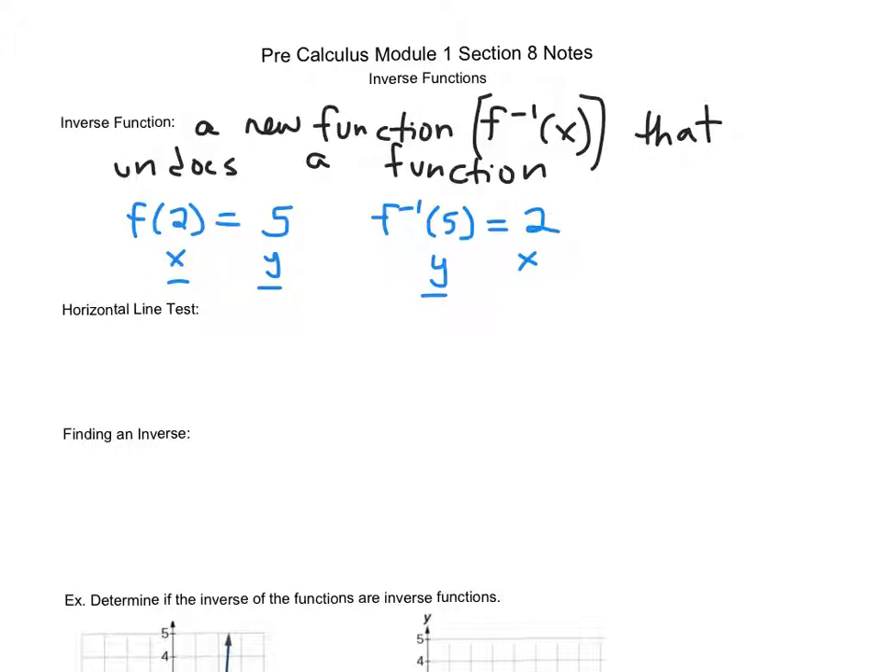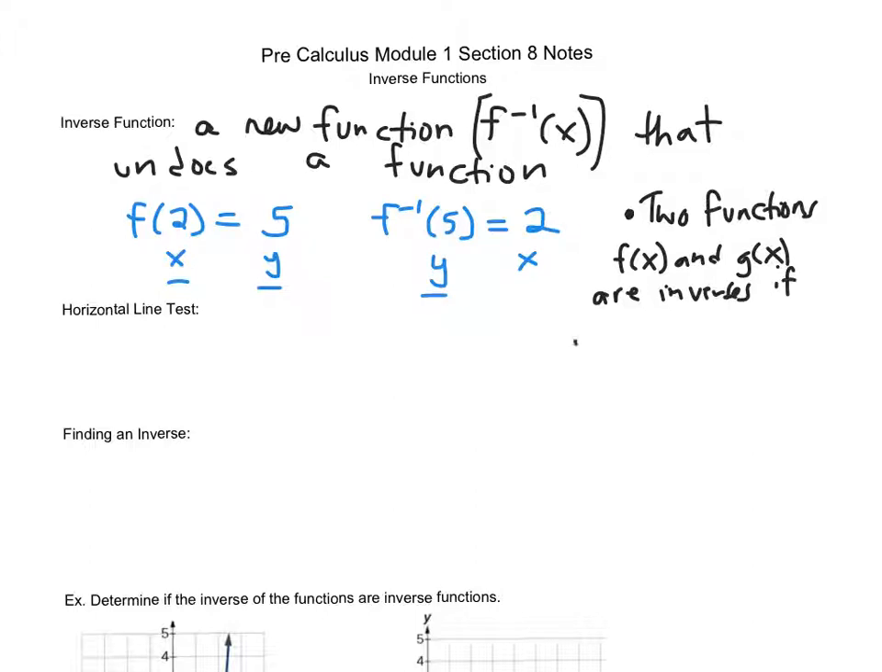There are a couple easy ways to see if things are inverse functions. There are 2 properties that typically will show if functions are inverses. One, we say 2 functions, f of x and g of x, are inverses if f composed with g of x is the same as g composed with f of x, and those both have to equal x. So if they take their compositions, then they both should equal x.